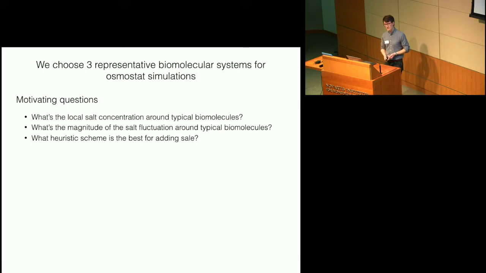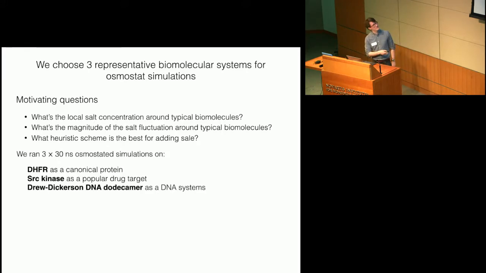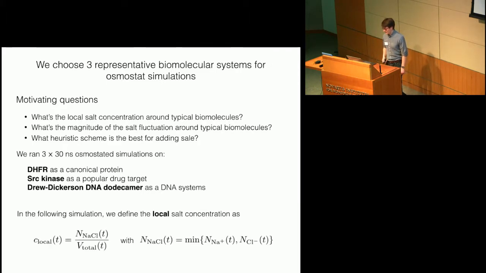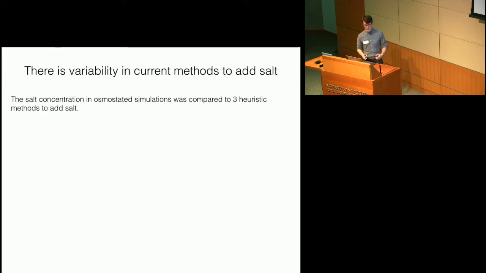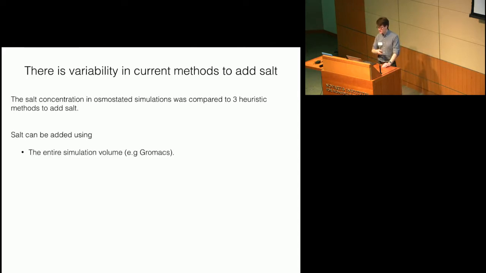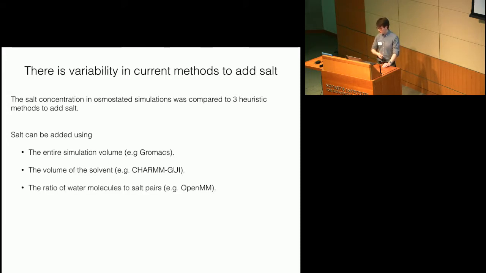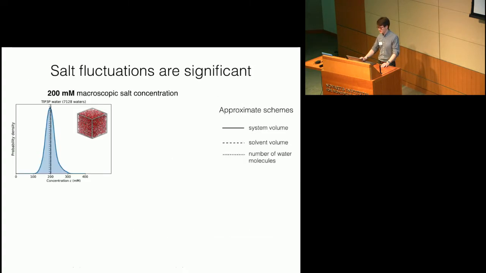So returning to the motivating questions of how much salt we expect to see around biomolecules, and what's the best scheme to add salt, we applied the osmostat on DHFR, Src kinase, and a Drew-Dickerson DNA dodecamer. The plots I'm about to show define the local salt concentration as the number of salt pairs over the total volume. In current fixed-salt MD methods, you can add salt based on the total simulation volume, such as in GROMACS, the volume of the solvent, such as in CHARMM-GUI, or the ratio of water molecules to salt pairs, such as in OpenMM. And this is always after neutralizing counterions have been added.